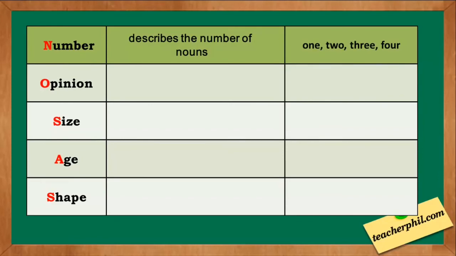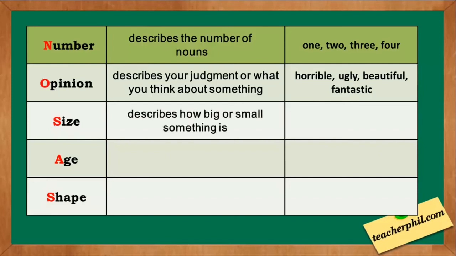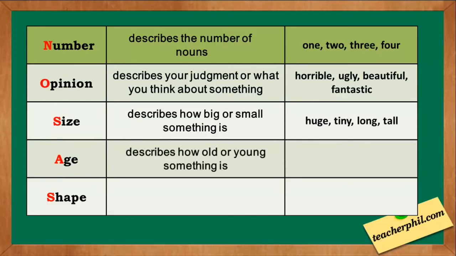For number, it describes the number of nouns. So for example, we have 1, 2, 3, 4, and so on. For opinion, it describes your judgment or what you think about something. So you have examples like horrible, ugly, beautiful, fantastic, and also more examples. For size, it describes how big or small something is. For example, huge, tiny, long, tall, and so on.